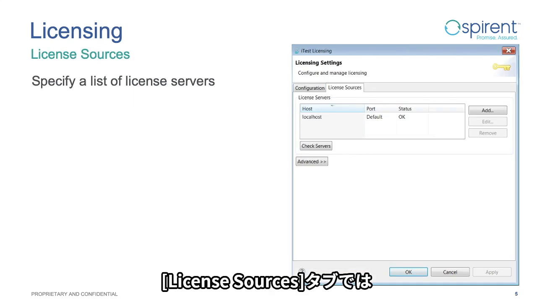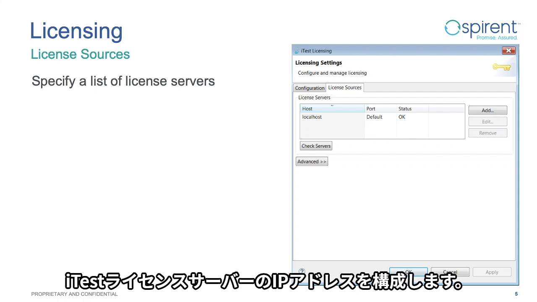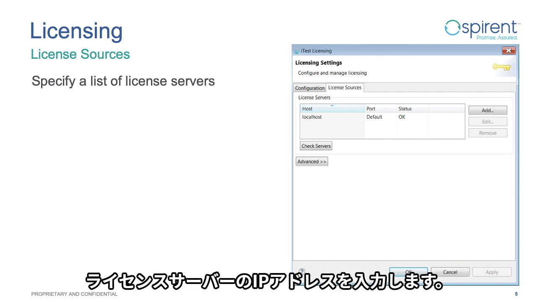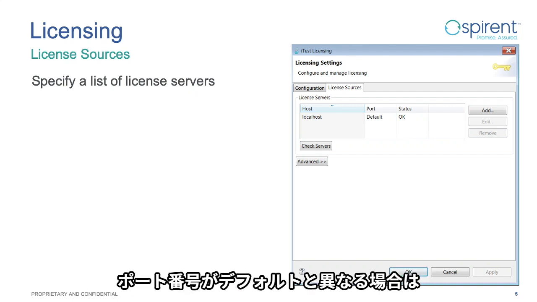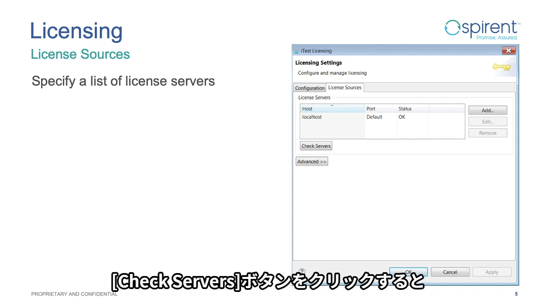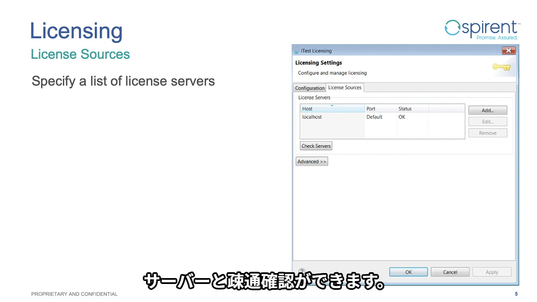The License Sources tab is where you configure the IP address of your iTest license server. Click the Add button, input the IP address of your license server, and if the port number is different from the default, add the port number. Clicking the Check Servers button will ping the server and see if the server is online.